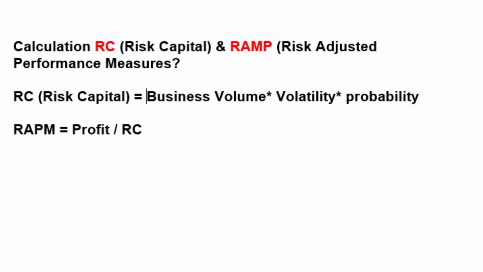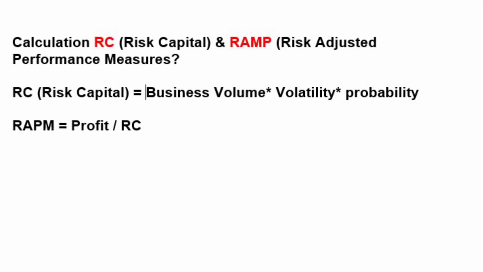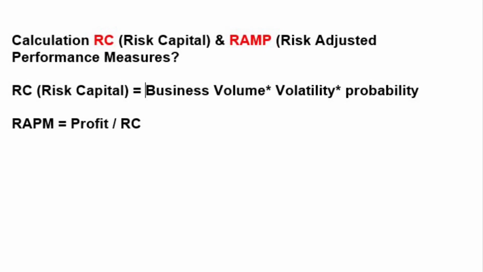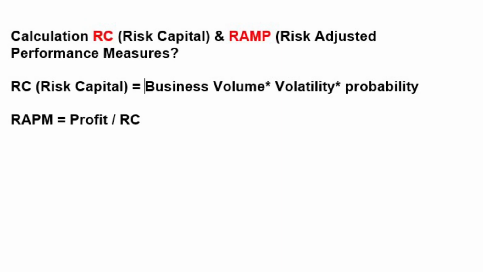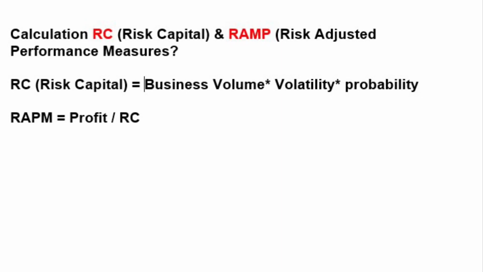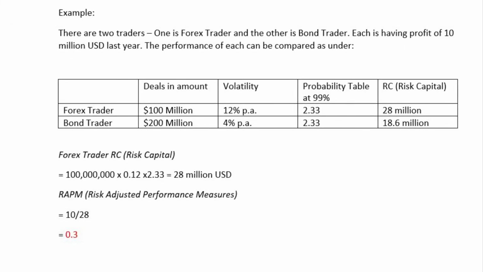Next, the risk adjusted performance measure, that is RAPM. Risk adjusted performance measure is profit divided by risk capital. So we have to divide profit by RC, that is risk capital. We'll see one example based on these formulas.